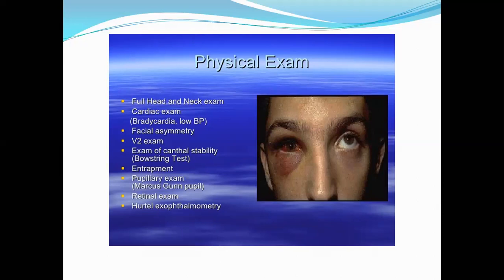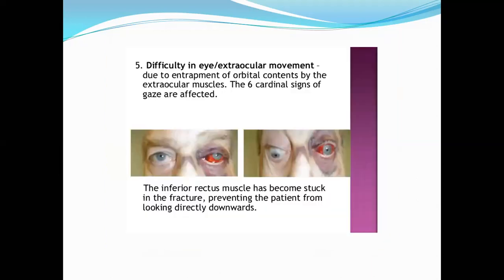Then there is exophthalmometry, and with its help you can see anophthalmos or exophthalmos. In these cases, we have the anophthalmos. This slide shows very limited movement of the eye due to entrapment of the extraocular muscles, and the six cardinal signs of gaze are affected. The inferior rectus muscle has become stuck in the fracture, preventing patients from looking directly downward.